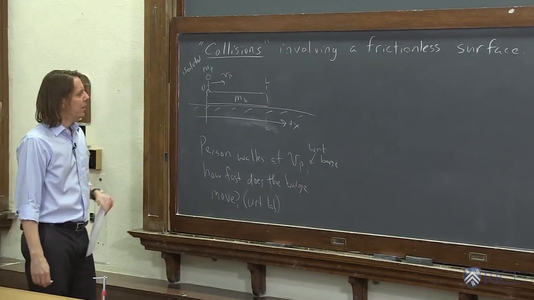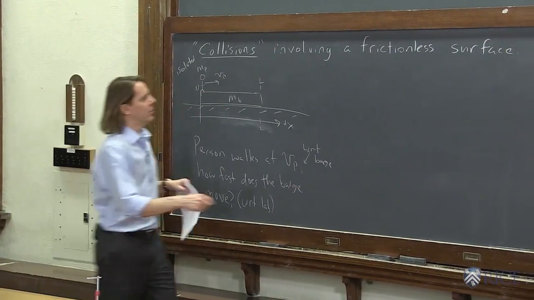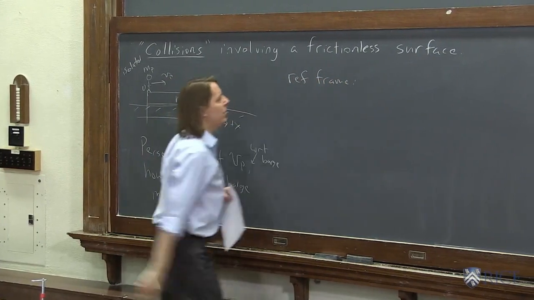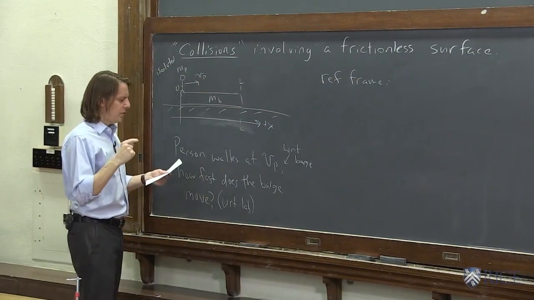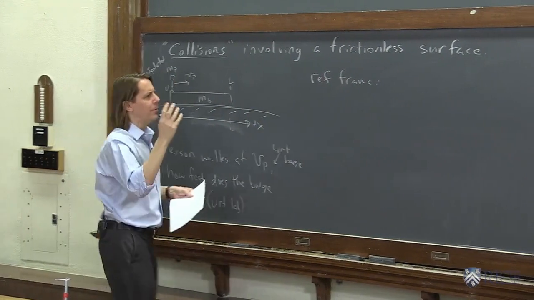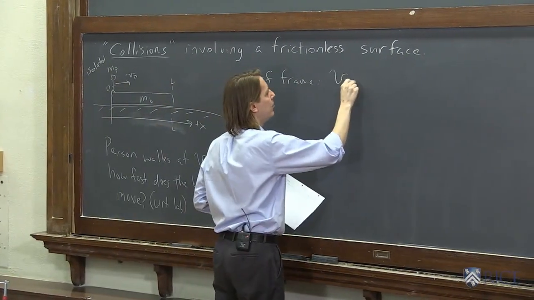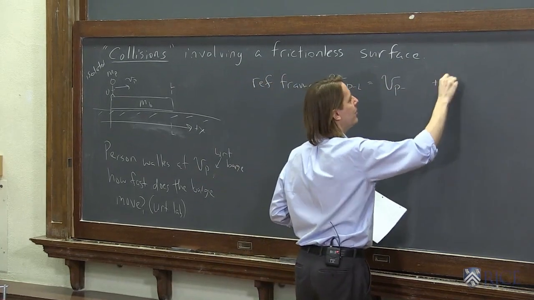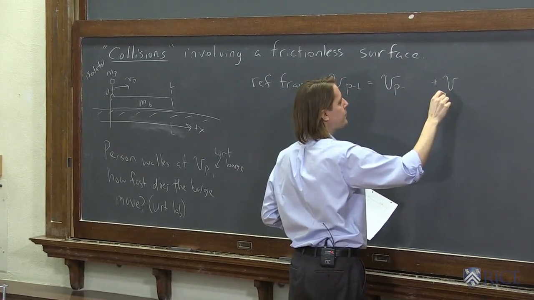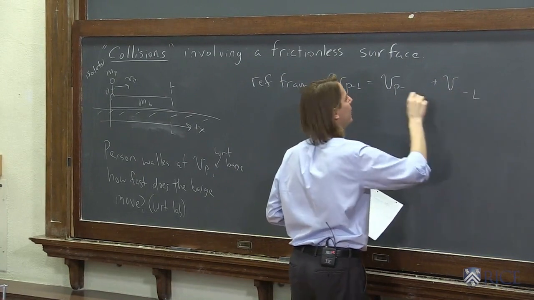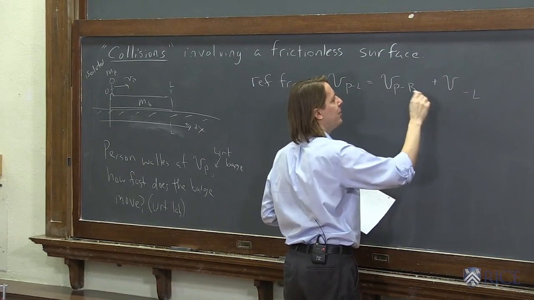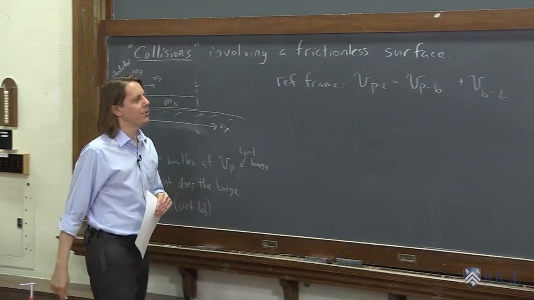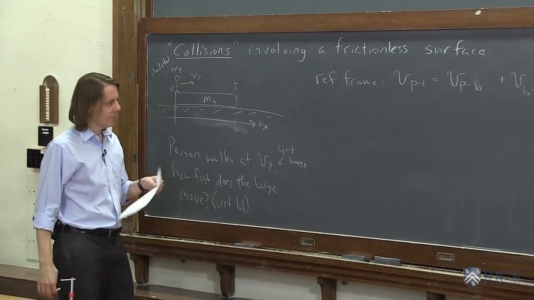Okay? So first, let's think about our reference frames here and remember how we relate these things. We want to know the speed of the person in the lab frame, say. So velocity of the person in the lab frame. Remember, you just say it's the velocity of the person in some frame plus the velocity of that thing in the lab frame. So that's the barge. The person in the barge frame and the velocity of the barge in the lab frame. So if you write it like that, it'll always come out right.